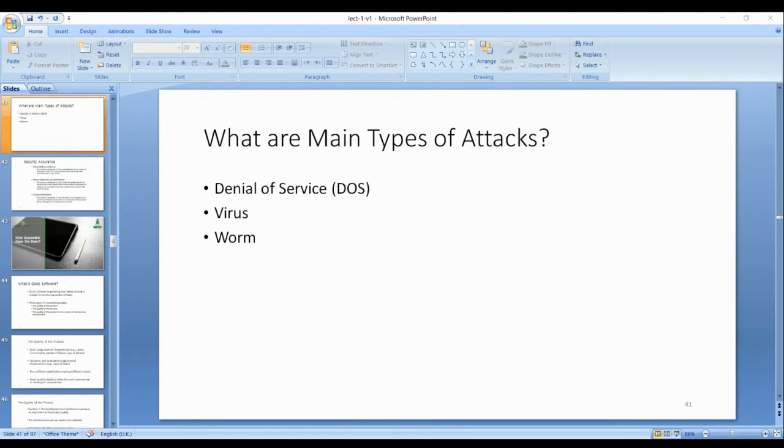We have DoS, denial of service. It was very popular, but still we have DDoS.